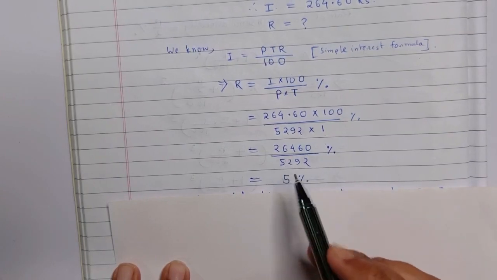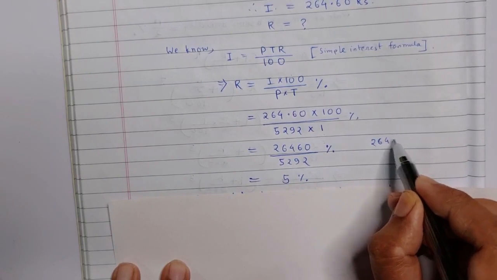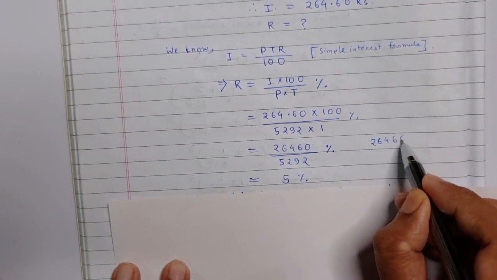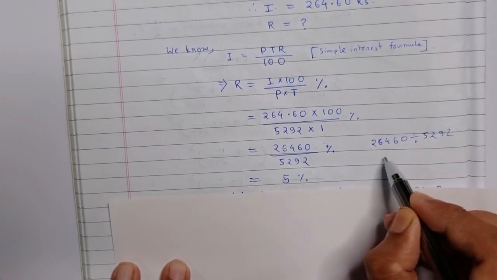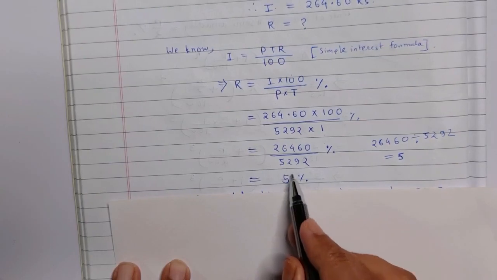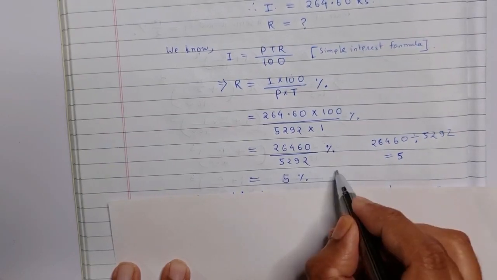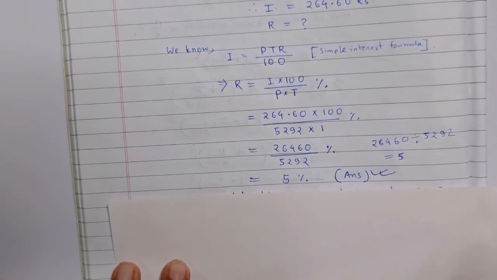Now if you simply divide 26460 by 5292, the answer is 5. You can check, the answer is 5. So that's why the rate of interest is 5%. So you got your first answer. The rate of interest I have already found.